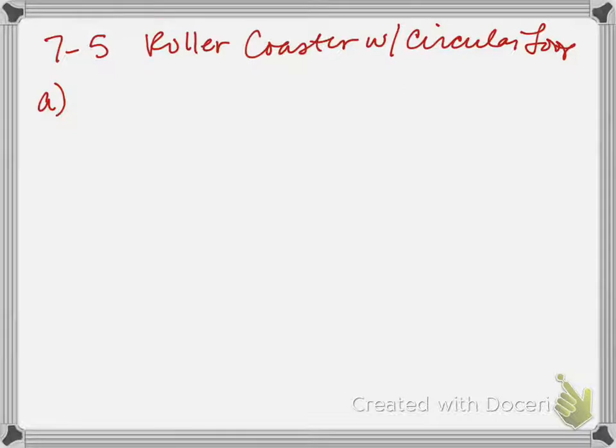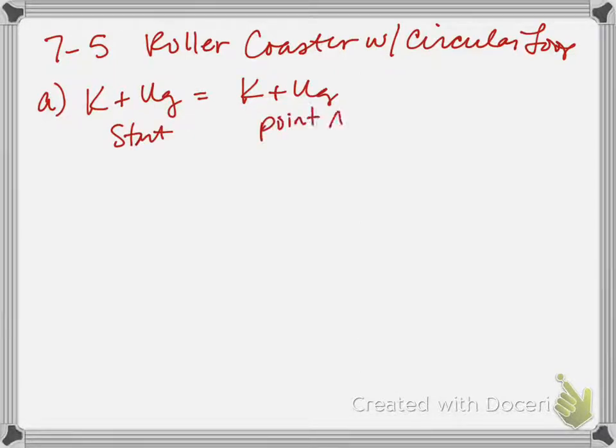Gravity is the only force, and if we include Earth, it's internal to the system. So I can say K plus UG equals K plus UG. Just being clear that we're at the start here and we're at point A here. So 1/2 mv squared plus mgh equals 1/2 mv squared plus mgh.